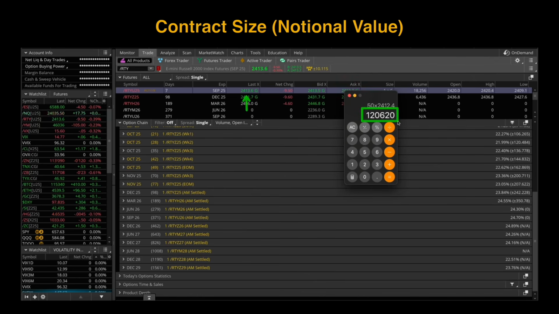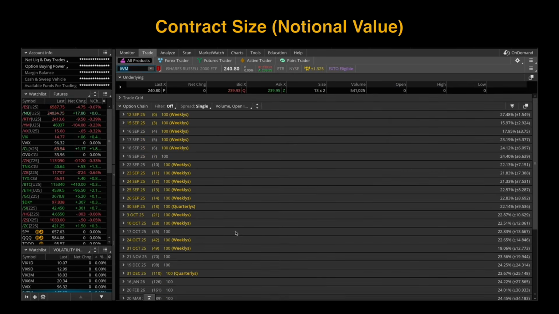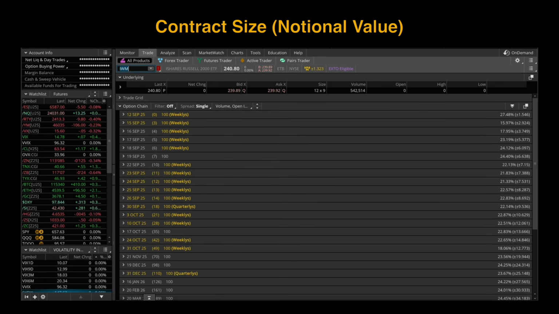the size of the contract, which is equal to $120,620. Now, if I want to compare this to how many shares of IWM I would have to buy in order to match that notional value, I would take that value and divide that by the share price of IWM, which is currently $239 and roughly 94 cents. And there we get 502 shares. So 500 shares is roughly equivalent to 1 RTY futures contract.